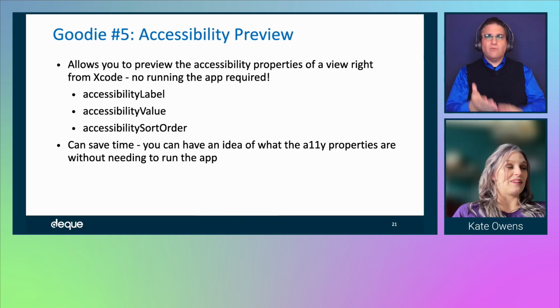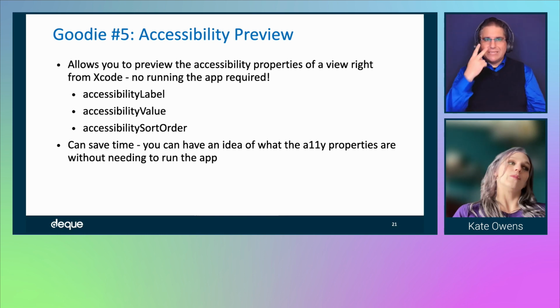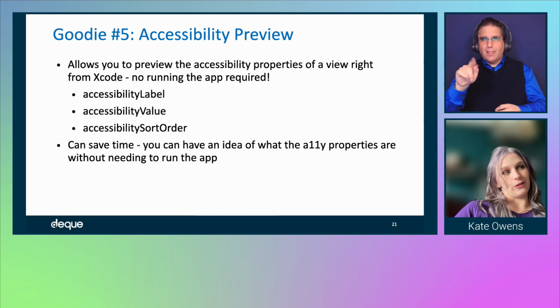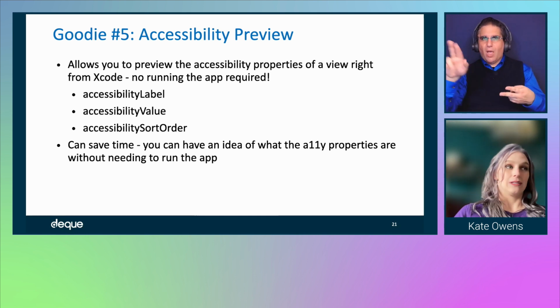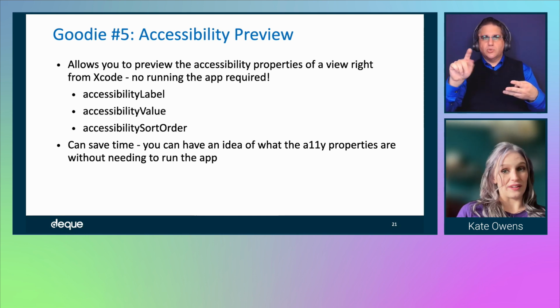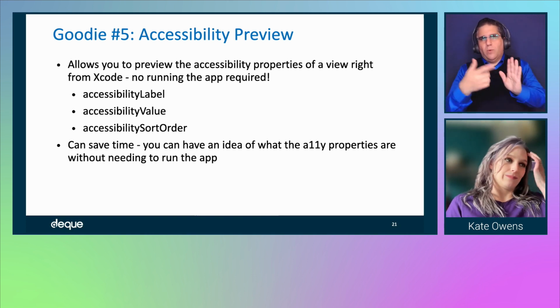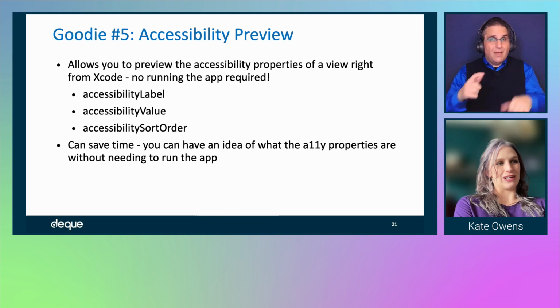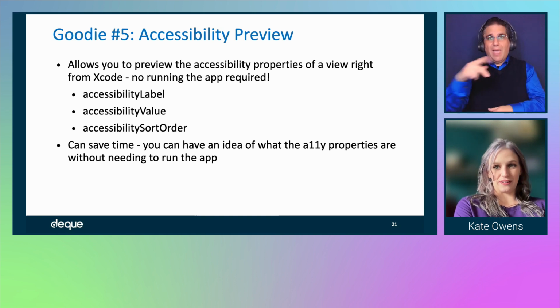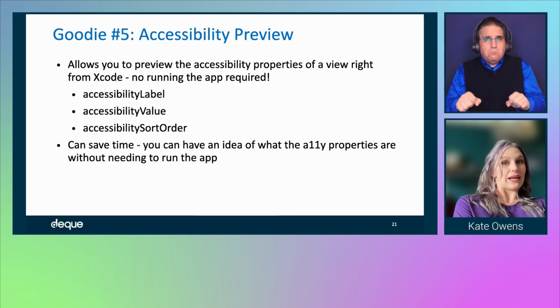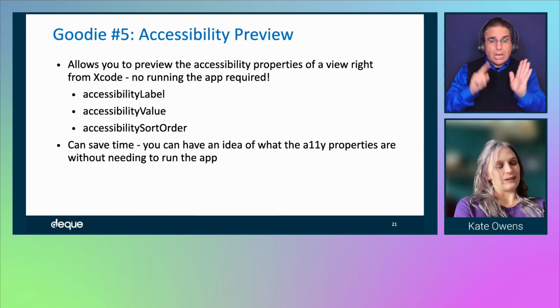So you can see things like the accessibility label, accessibility value, accessibility sort order. That's just to name a few. You can see many more things too. This can save you a lot of time. You don't have to run your app to figure out what the accessibility is like. If you just want to do a quick check-in, make sure you're on the right track.